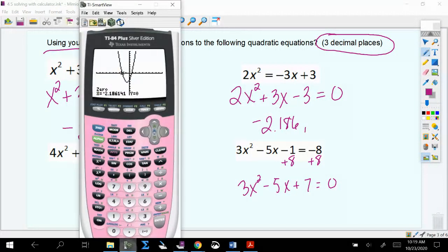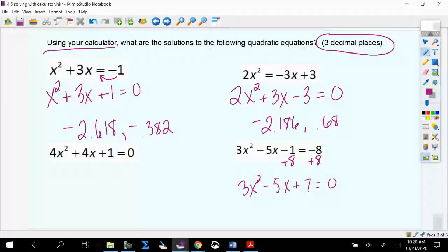And then the second time, I'm going to do the same sequence of key buttons. So second trace, I want 0. Move my cursor a little bit to the right. It is before it crosses the x-axis. You don't have to move it really far. Hit enter, and then you want to hit it enough times that it goes through the x-axis. Hit enter, and then enter one more time. The second time it crosses the x-axis is at about 0.686. And you are just listing those two numbers.